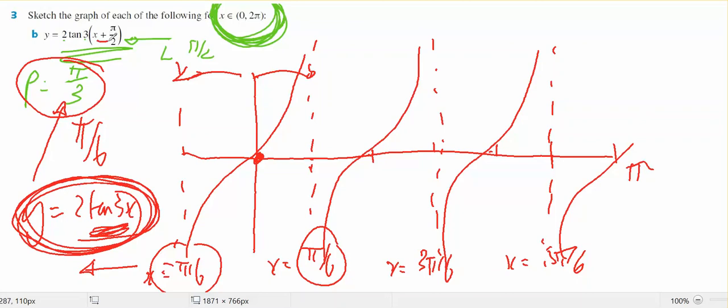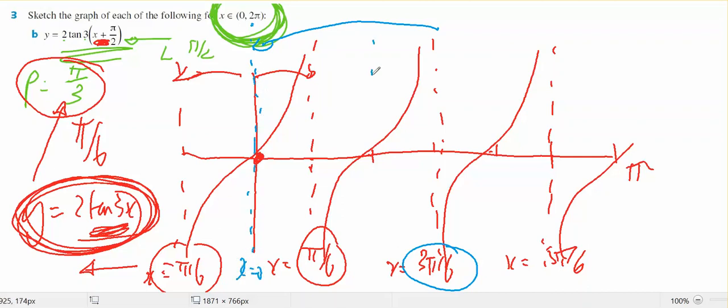But now I've got this graph which has been moved to the left, pi on 2. So all I'm going to do is move my asymptotes because I know what the curve looks like. So here is where pi on 2 is. If that moves to the left, then I'm going to have an asymptote here at x equals 0.